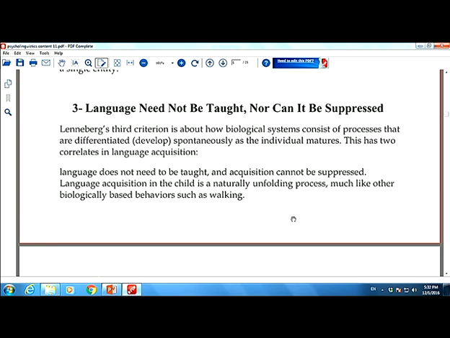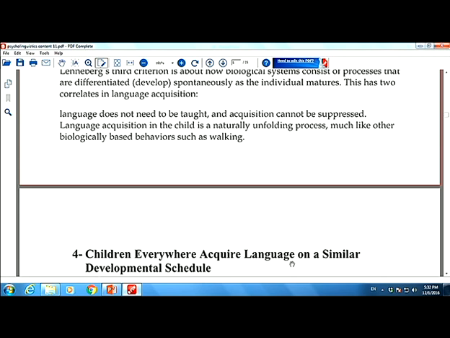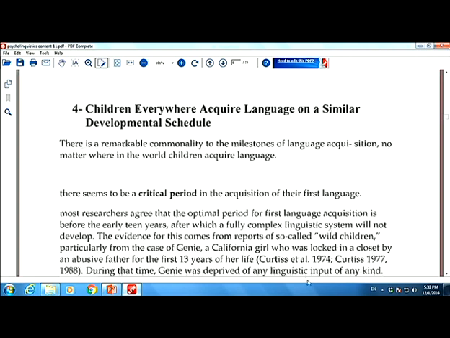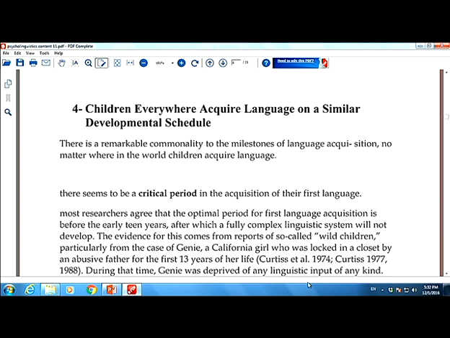Yeah, so language, we don't need to teach language. It's a naturally unfolding process, basically. All children will end up learning the language, acquiring it, so there's actually no need to teach children language. Also, argument number four, children everywhere acquire language on a similar developmental schedule. So they start with plural s, then ing, then past tense ed, then s, subject-verb agreement, things like that.